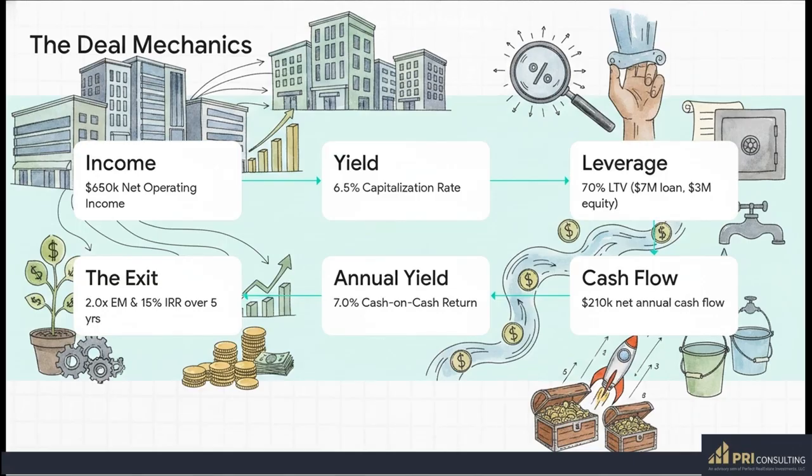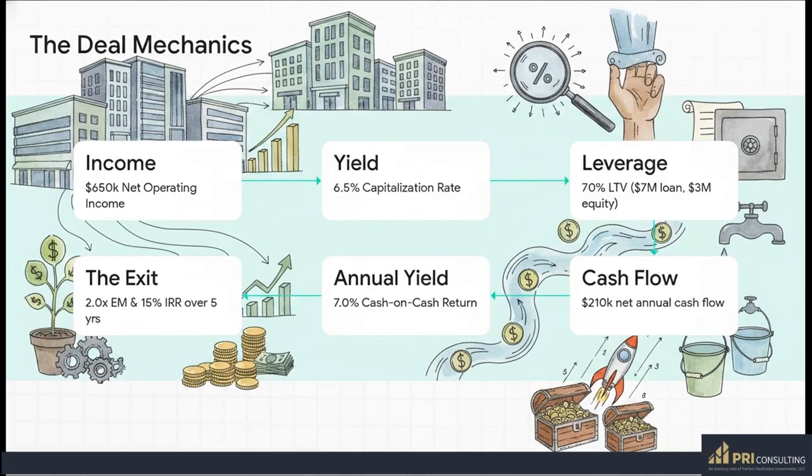Fourth, cash flow. Our new mortgage costs $440,000 a year. We subtract that right from our $650,000 NOI, leaving us with $210,000 in net annual cash flow. Fifth, annual yield. Pocketing $210,000 a year on our $3 million out-of-pocket equity gives us a really solid 7.0% cash-on-cash return.